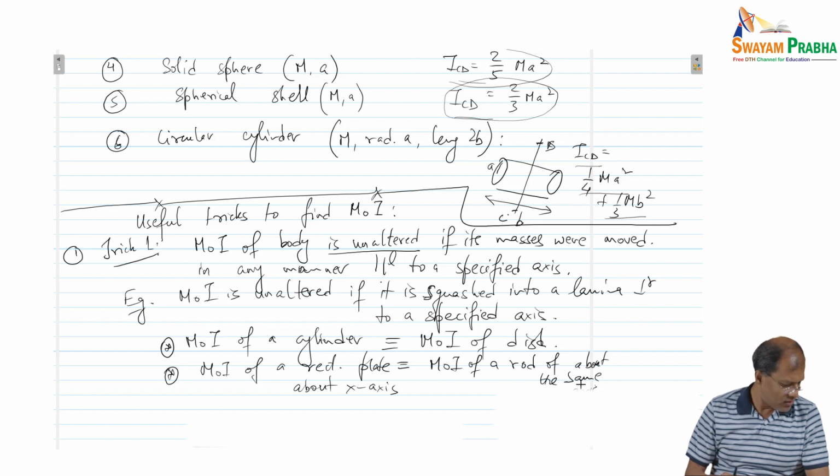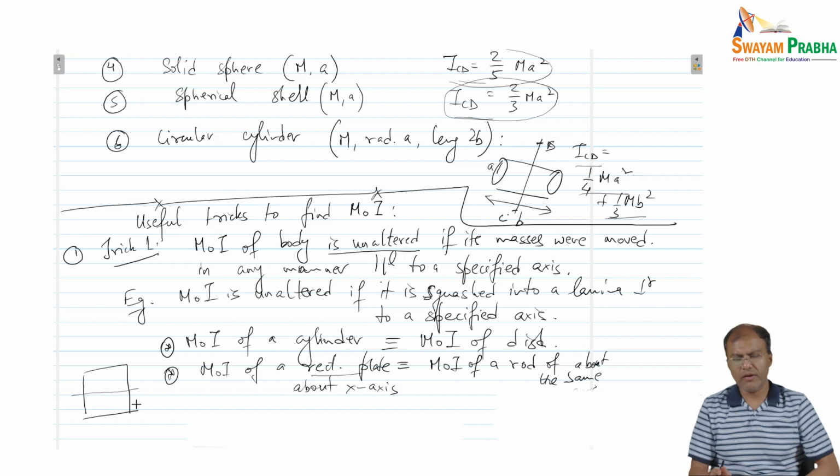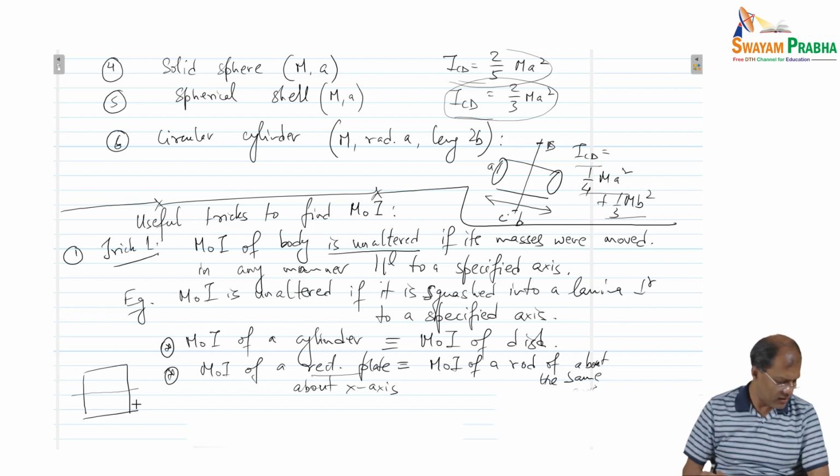So what have we got? This is the rectangular plate. The axis of the plate passes through the center, because when we are squashing, that's what we are saying. The axis passes through the center of the plate here.